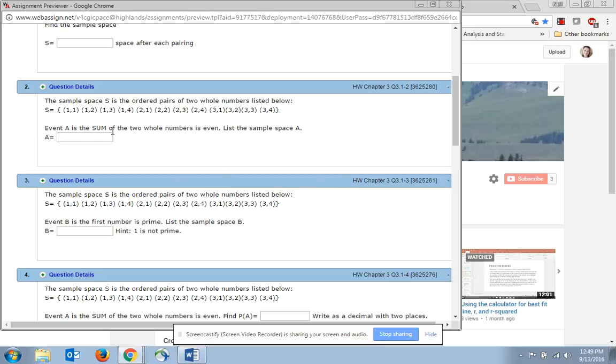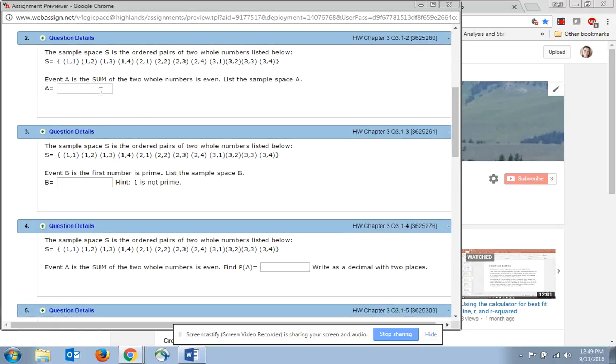So for this one, it's looking for the event that the sum of two whole numbers is even. So based on the sample space, you want to see which of these, if you add together, like 1 plus 1 is 2, so that would be one of your ones. And you go through here and determine all the ones which are even, and then you put them there because that's the event of it.